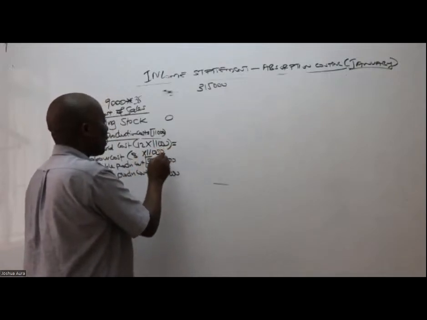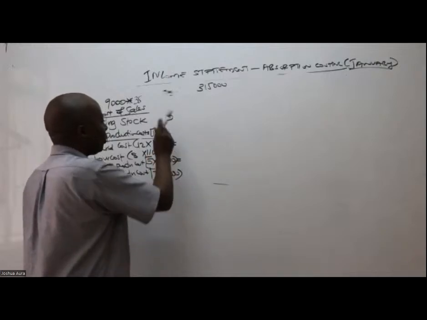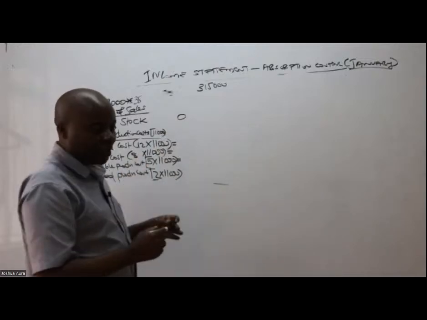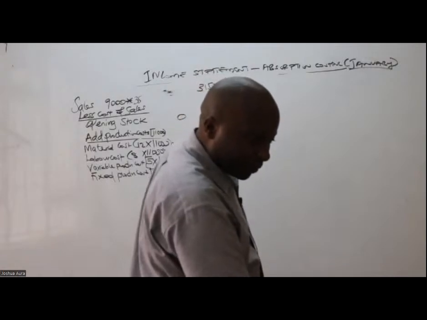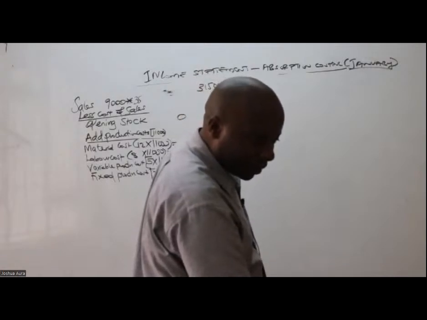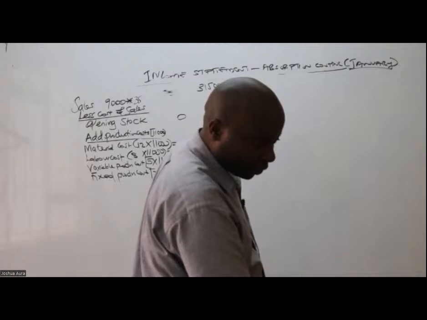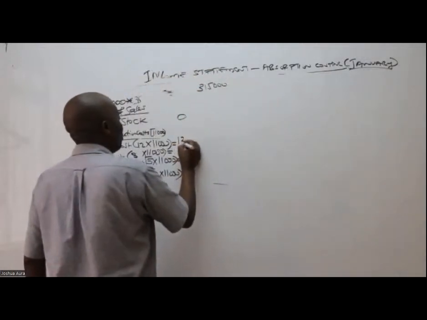Could you kindly give me these figures now? You don't want to miss out on anything. So 12 times 11,000 is 132,000, right? So we have here 132,000.